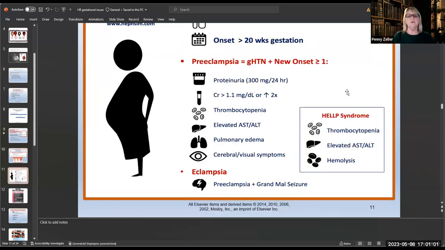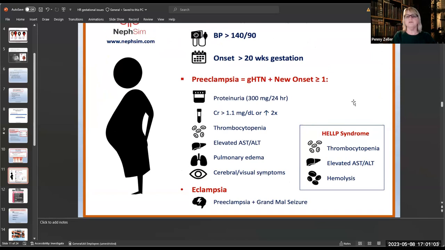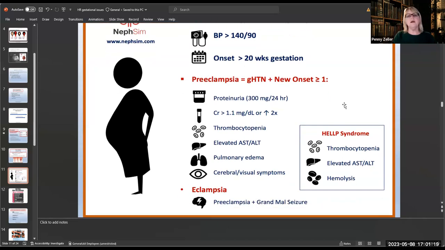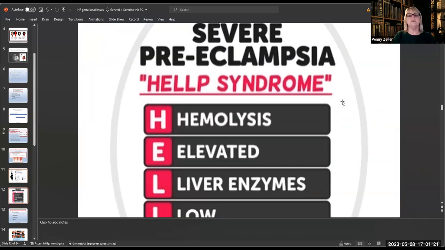Okay, so preeclampsia, once this chart is good because it describes gestational hypertension, what it is. It's just high blood pressure. Nothing else is going on, just high blood pressure. No signs of preeclampsia. Usually when we suspect preeclampsia, a client will come into the office, okay?